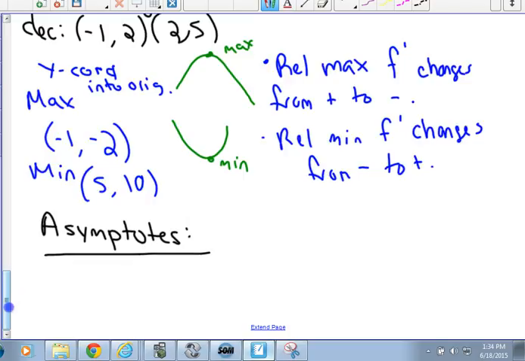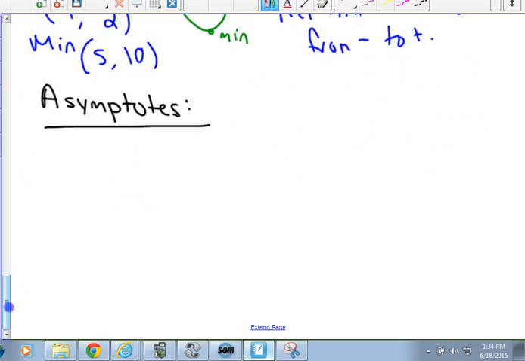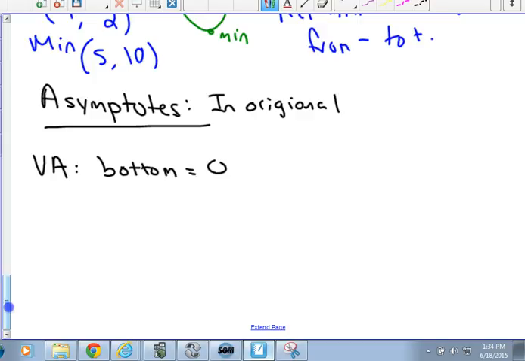I wrote little notes for you on your own sheets too. How do you tell where the vertical asymptote is? When the bottom equals 0, but in your original. What in our original made the bottom equal to 0? 2. So it makes it undefined. Our vertical asymptote is at x equals 2, where the bottom equals 0.